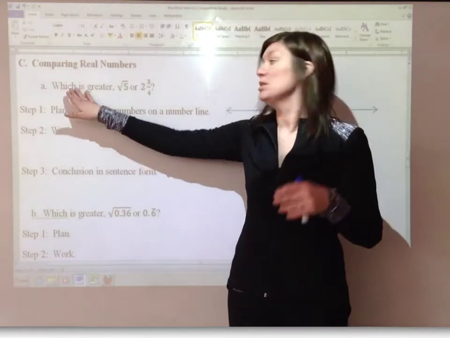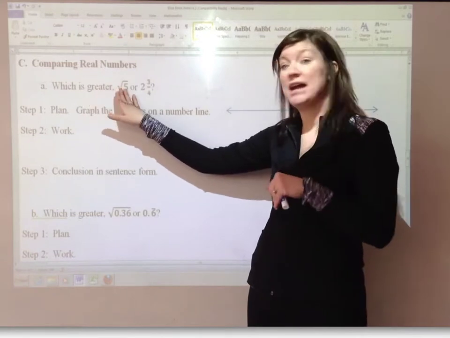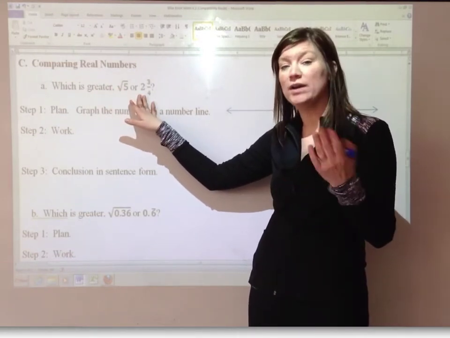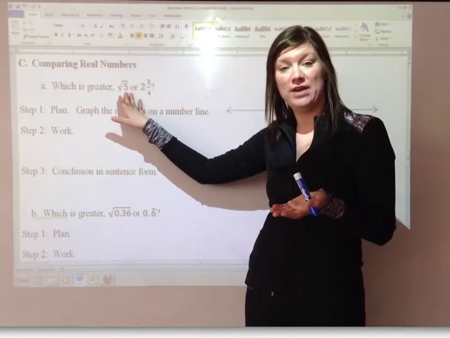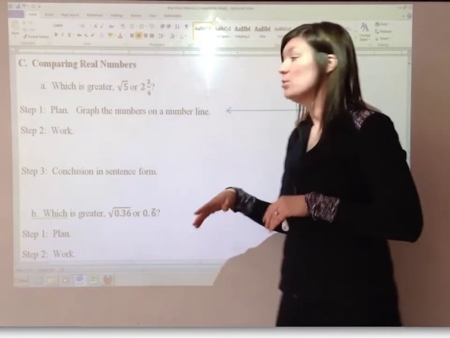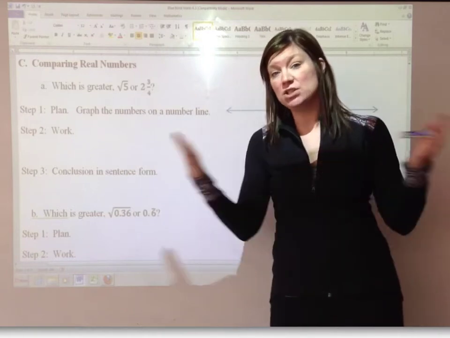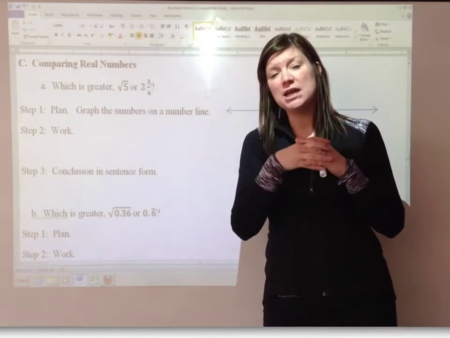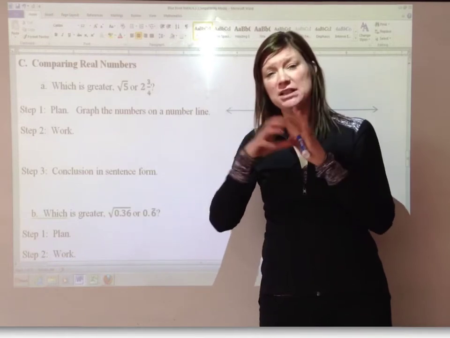So we're asked a question, which one's greater? Is the radical of 5 greater than 2 3/4, or is 2 3/4 greater than the radical of 5? Which one's bigger? So we're going to make a plan. Our plan is to use a number line so that we can approximate that in a number line, and we can see which one is greater by living to the right.